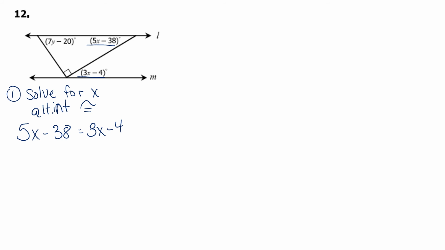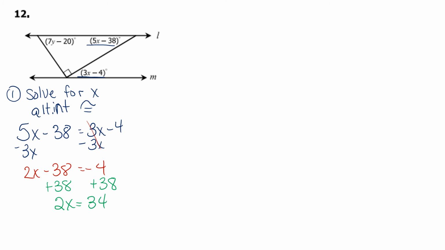We want to get our constants all to one side, our variables all to the other side. So we're going to start by subtracting 3x on both sides. That's going to leave me 2x minus 38 equals negative 4. I want to isolate my variable term, so I'm going to add 38 on both sides. So 2x equals 34. And then my final step is to divide both sides by 2. So that leaves my x equaling 17.